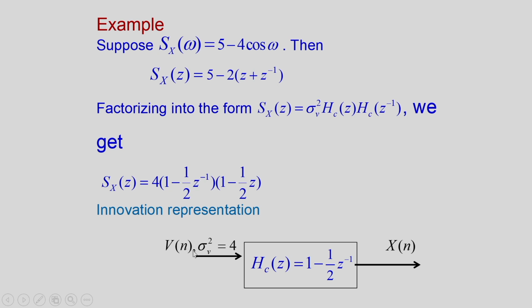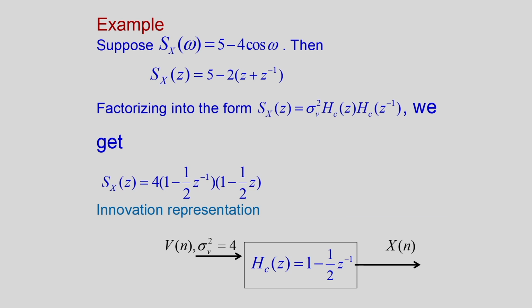This is Vn input, its variance is sigma v square. When it is passed through the filter, that is transfer function 1 minus half of z inverse, we get Xn. This is the innovation representation of the signal whose power spectrum is given by this expression. Similarly, we can get the corresponding whitening operation also.